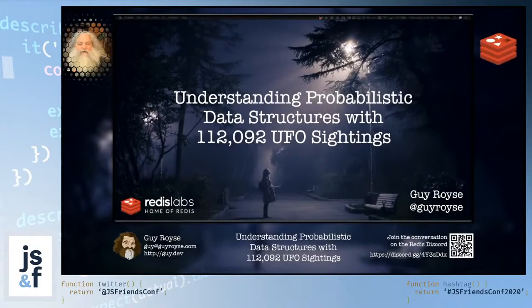Hi, my name is Guy Royse, and welcome to my talk on probabilistic data structures called Understanding Probabilistic Data Structures with 112,092 UFO Sightings. So obviously this is a rather whimsical title. I think UFOs are kind of fun and amusing, and it's a fun topic. But I think probabilistic data structures are a really interesting topic, and odds are good you may not be familiar with them at all, but they're fascinating things.